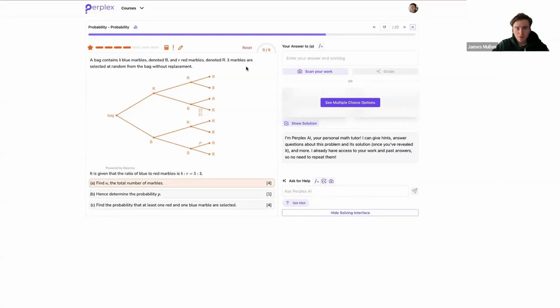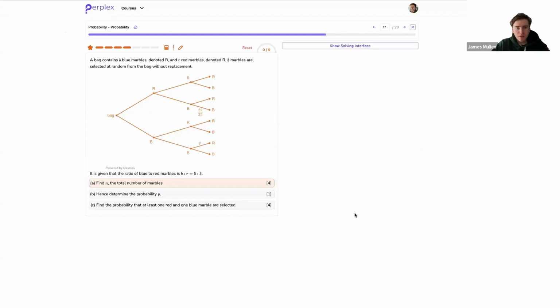Okay, let's go over the solution to this. So I have this tree diagram representing the outcomes from selecting marbles from a bag that has B blue marbles and R red marbles. And 3 marbles are selected at random, and therefore I have a depth 3 of branches here. I'm also told that the ratio of blue marbles to red marbles is 5 to 3.